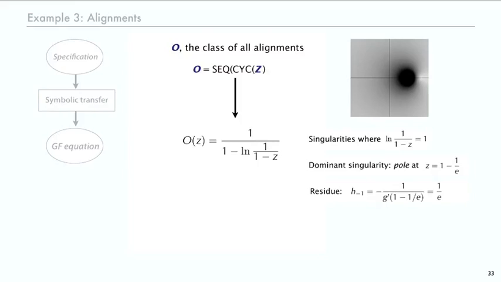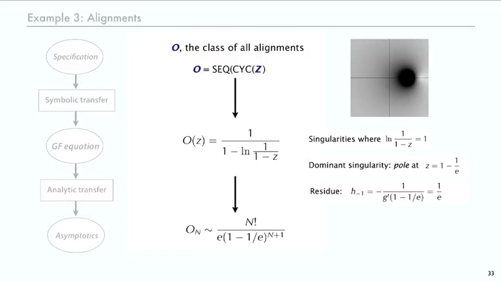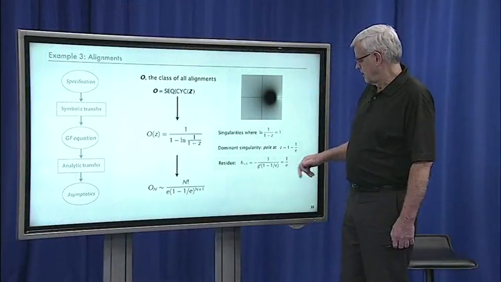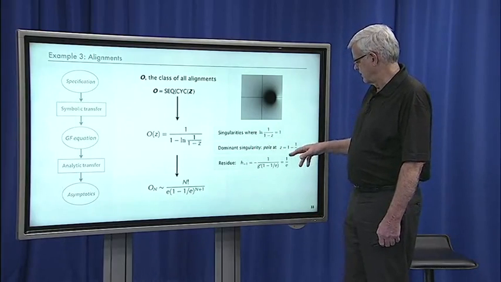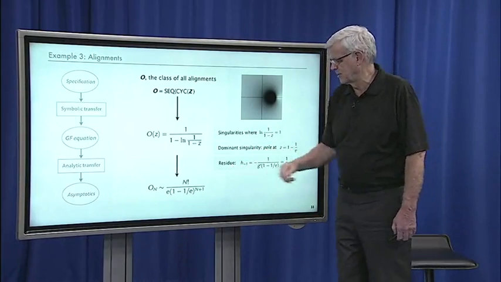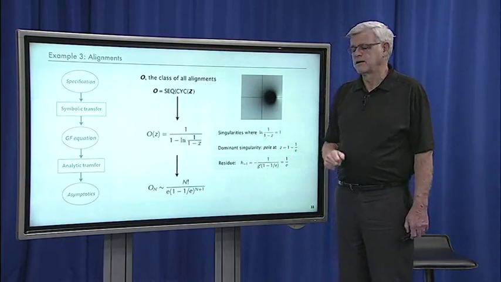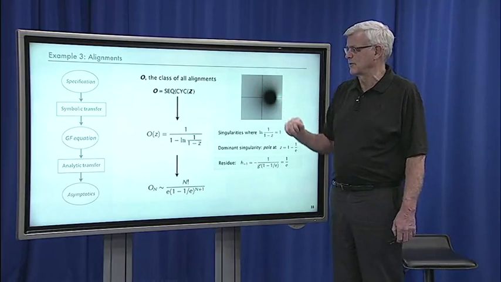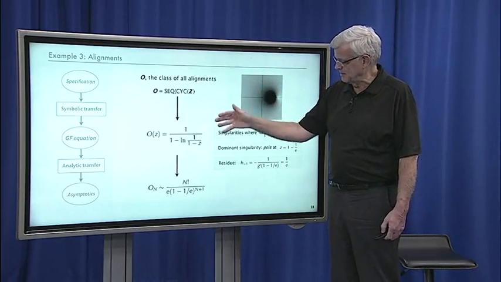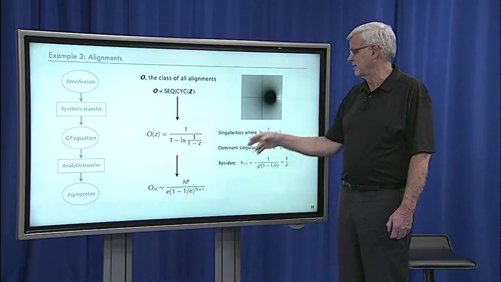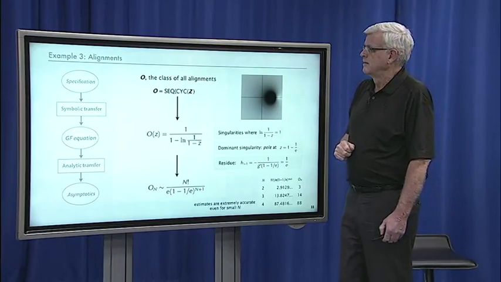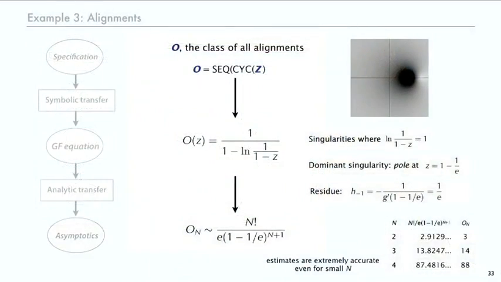Numerator's 1, differentiate that. You get 1 over 1 minus z. Evaluate at 1 minus 1 over e, just get 1 over e again. So that tells us that the exponential growth is 1 over 1 minus 1 over e to the n. And the constant is this divided by that, which gives the n plus 1. So that's, again, enumerating the alignments. Combinatorial class maybe we never heard of, but we can immediately get to coefficient asymptotics that's extremely accurate. And this again shows how accurate it is even for small n.